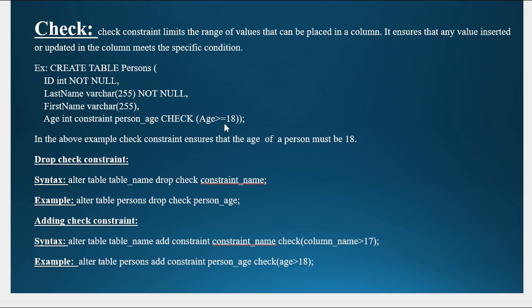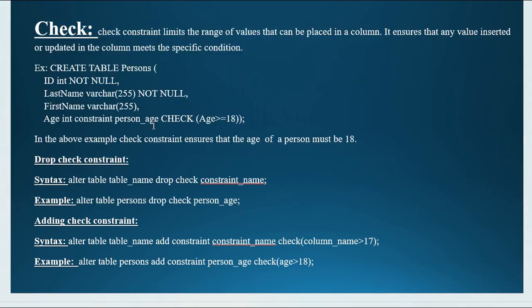Here we are validating the age of the person. In the above example, the check constraint ensures that the age of the person must be 18 or above. When we insert an age of 18 or above, it will be inserted; otherwise, it will violate the constraint. We can also drop the constraint, and we can add a constraint later if we forgot to establish it during creation.